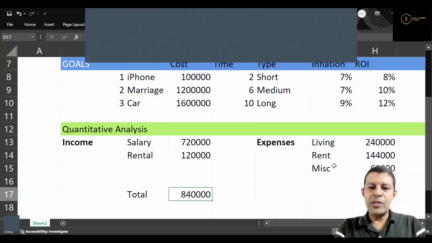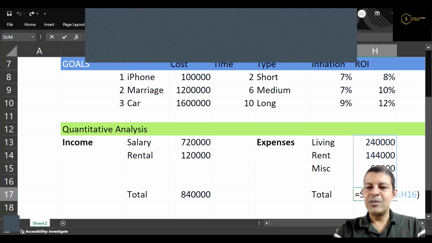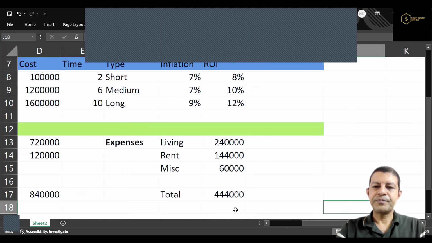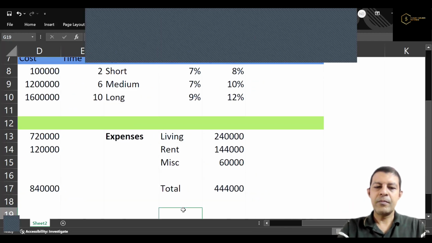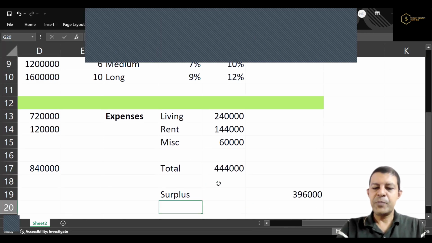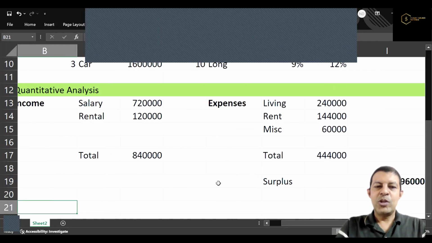So let's tally all this up, and we have 4,44,000 for the entire year. So what is surplus? Let's have surplus here. This is income minus expense, obviously. 3,96,000 is Ramesh's surplus.